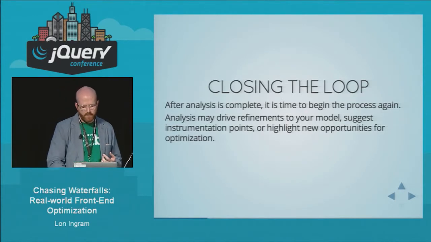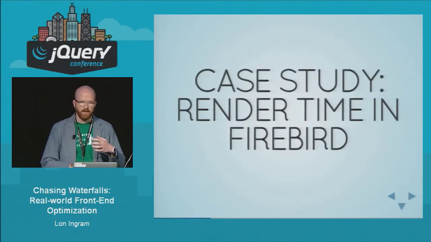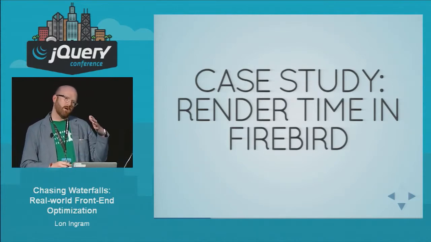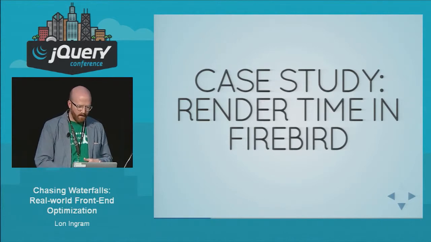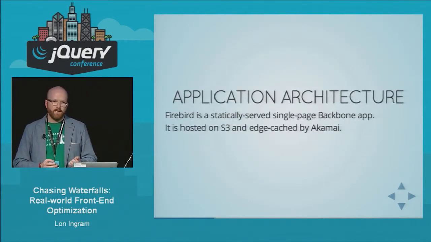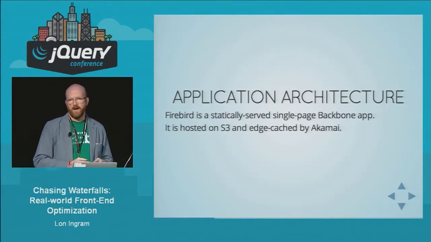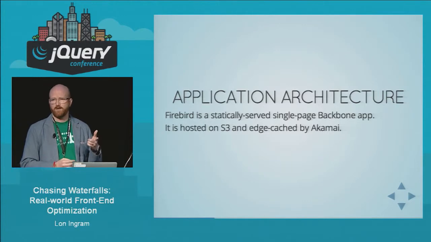And so what we're going to talk about is the render time in the Firebird app. And this is basically the time it takes from our app starting up until we render ratings and reviews in the page. So first let's talk about the application architecture. It's a statically served single page Backbone app. It's hosted on S3 and it's edge cached on Akamai.